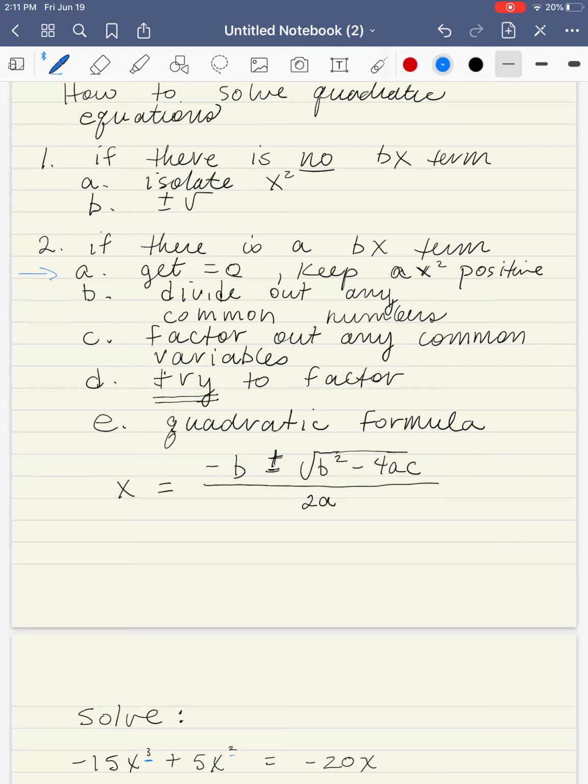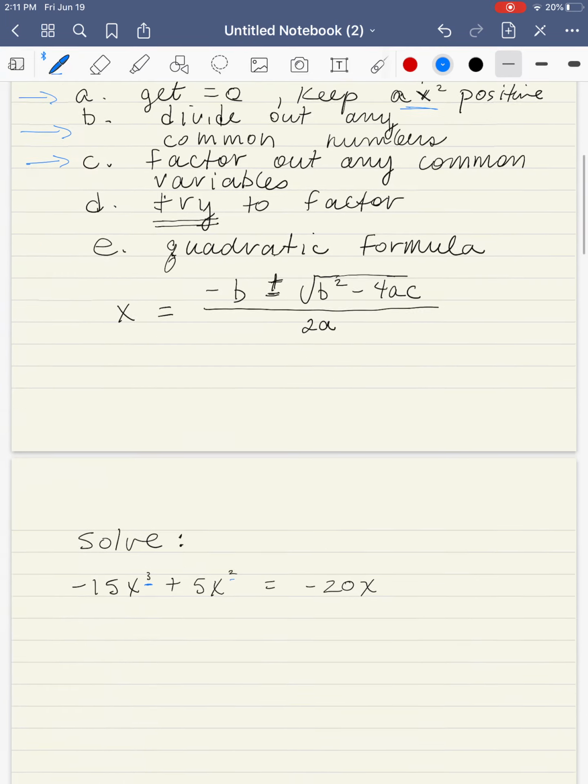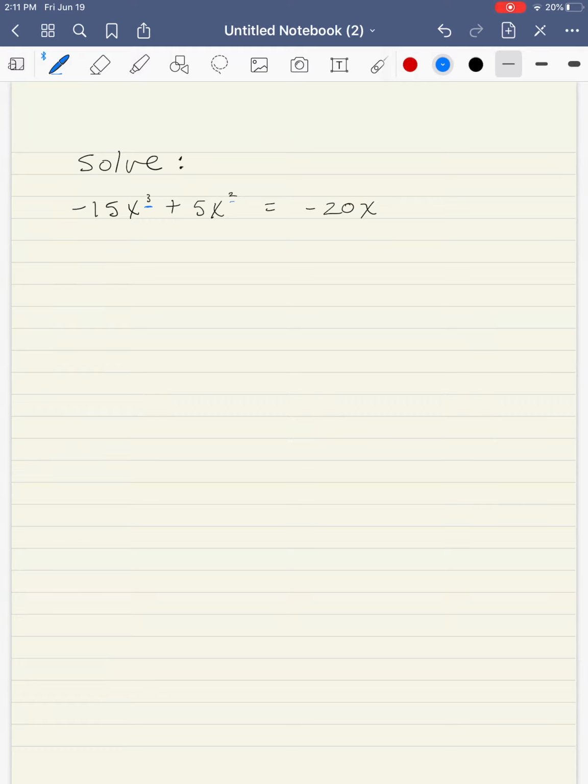So we're going to start here with getting equal to 0, and instead of keeping the ax squared term positive, we're going to keep the highest term positive, the x cubed term positive. Then we're going to divide out any common numbers and cancel those out, and then we're going to factor any common variables. And remember that you have to keep that x as part of the equation. You cannot divide and cancel that one. So I'd like you to go ahead and do those steps on this equation. Pause the video, do those steps, and then turn the video back on.